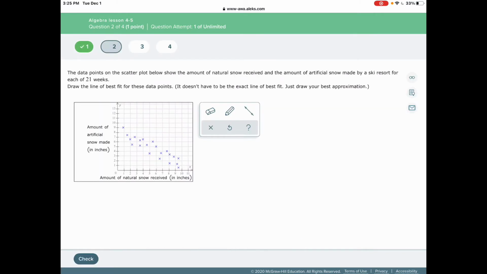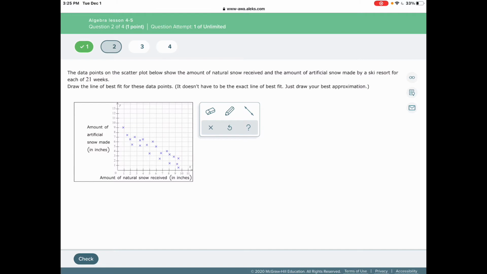The data points on the scatter plot below show the amount of natural snow received and the amount of artificial snow made by a ski resort for each of 21 weeks. Draw the line of best fit for these data points. It doesn't have to be the exact line of best fit, just draw your best approximation. So our graphing calculators can actually calculate the supreme best, exactest line that fits through the middle of those perfectly. We can't really, but we can eyeball it.